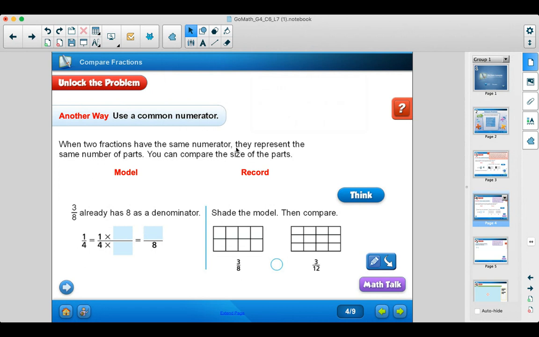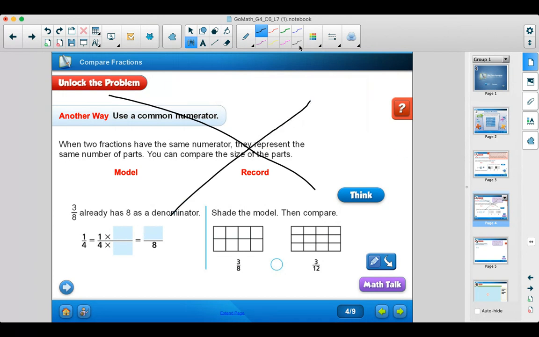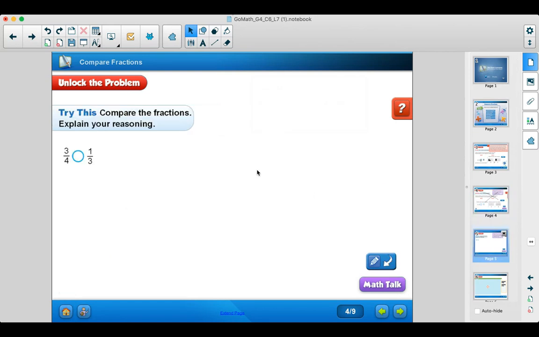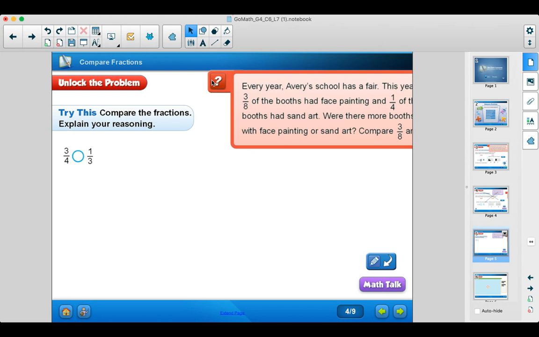This page is using a common numerator, and we are not going to learn this way. You know how to compare fractions 3 ways: butterfly method, common denominator, or benchmark. There's no reason for us to do this one. So we are not going to do this one. So you can mark it with a big X in your book. Okay. Let's go to the next page. Let's see what it is.